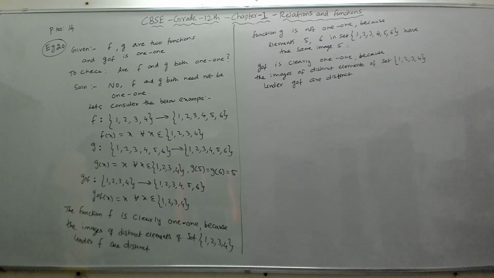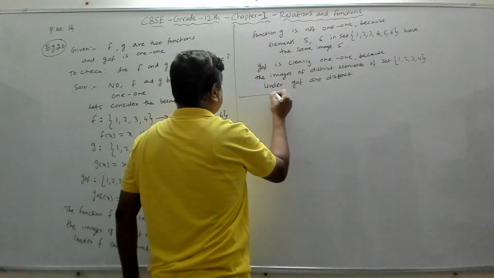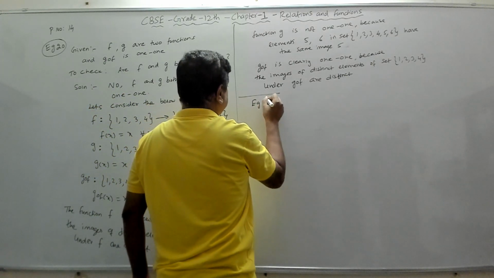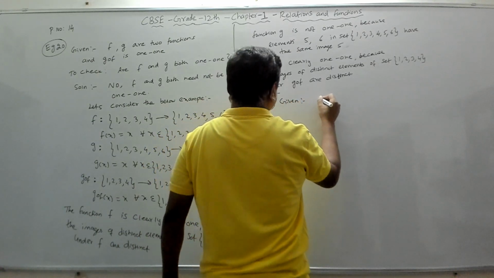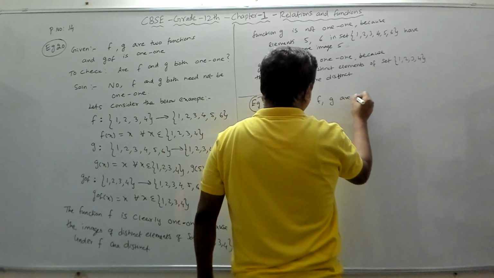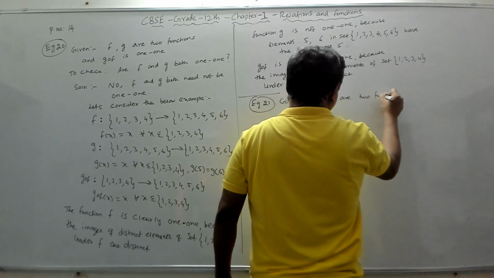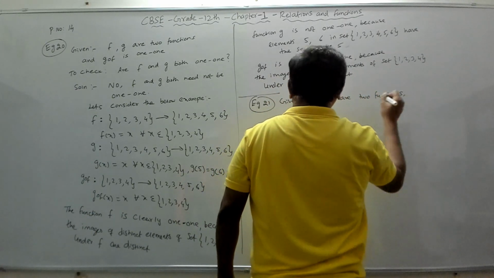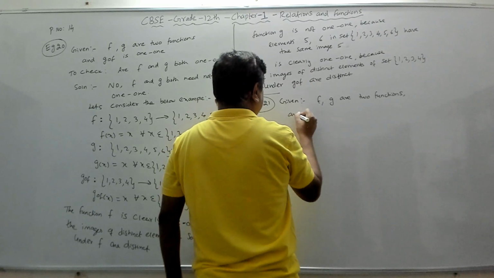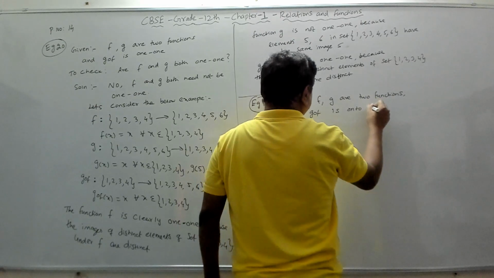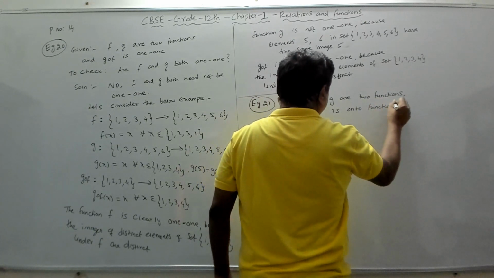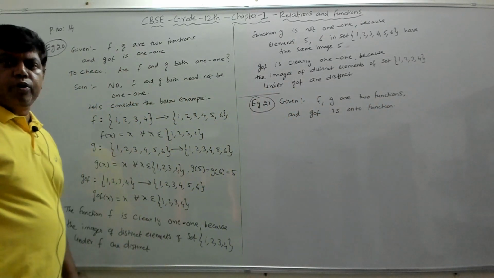I will go to the next problem, which is Example 21. I'll write here, Example 21. In that, what is given? Again, F and G are two functions, and G of F is an onto function.